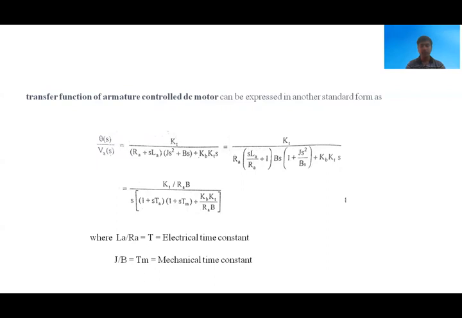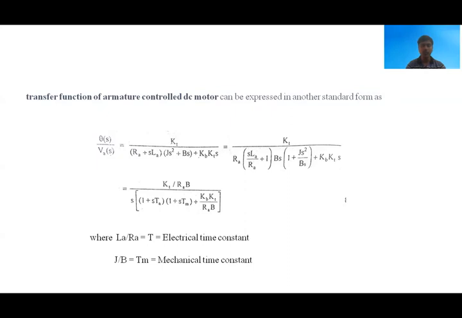That can be written in terms of the time constant expression, that is, 1 plus s tau form, by taking common Ra from the first term in the denominator and Bs in the second term. Now we'll see how to simplify this to get the time constant form. Then this equation will become Kt by Ra into (s La by Ra plus 1) into Bs into (1 plus J s square by Bs plus Kb Kt into s).